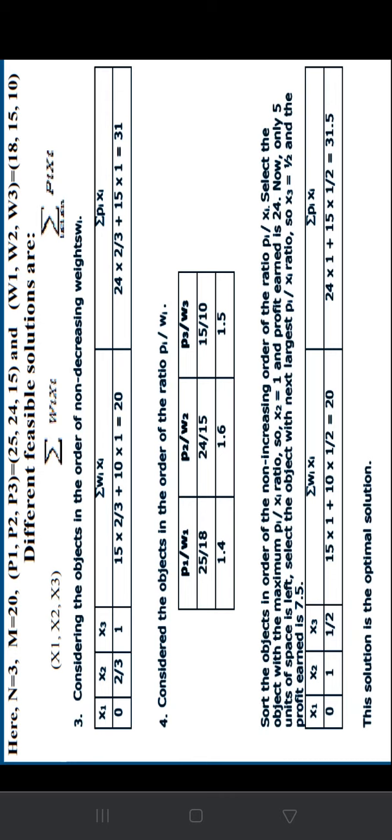So 24 into 1, the second is taken in full, plus the third one we are taking half of, 15 into 1 by 2, which is 7.5. So adding this, 24 plus 7.5 is 31.5. So we came across different methods. Now we found this 31.5 is the maximum profit, which is the optimal solution. We have come across many feasible solutions, but what we got finally, the fourth, is the optimal solution.